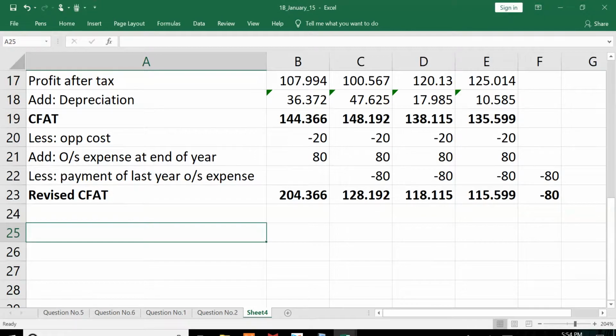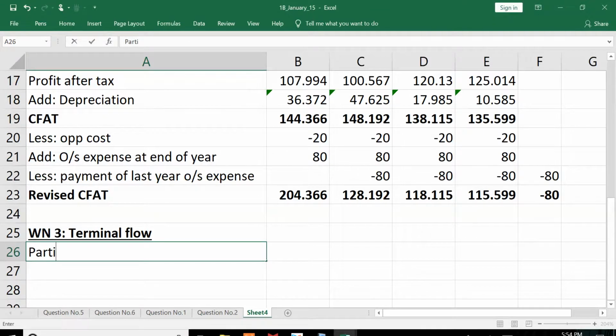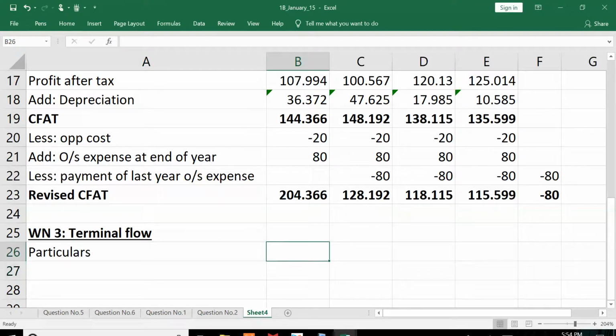Any doubts on this? Working note 3, terminal flow. Particulars, equipment, building.